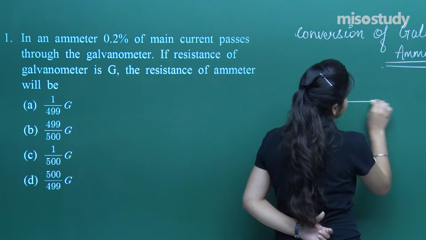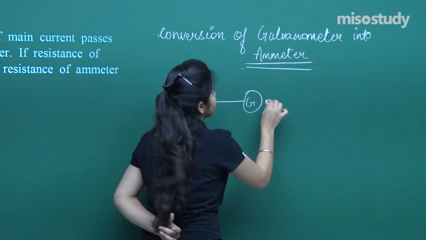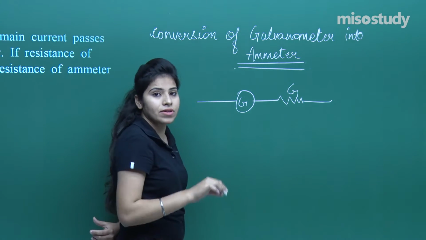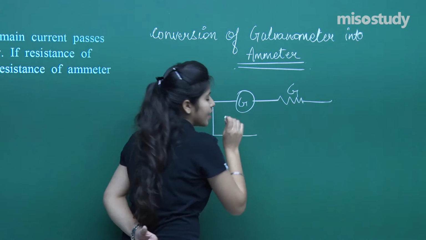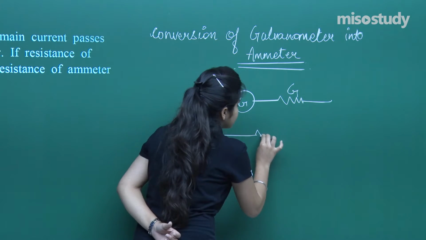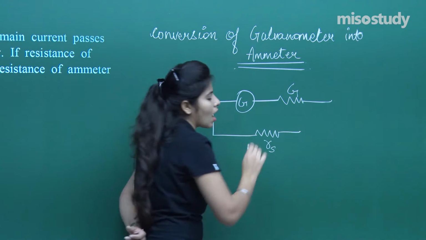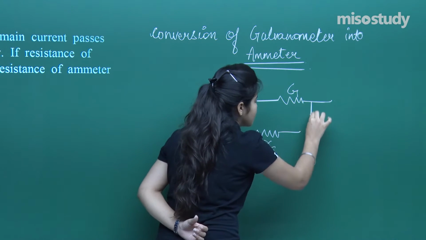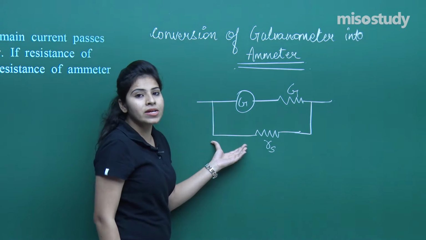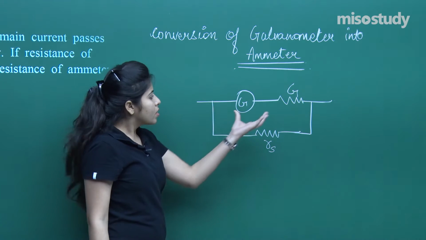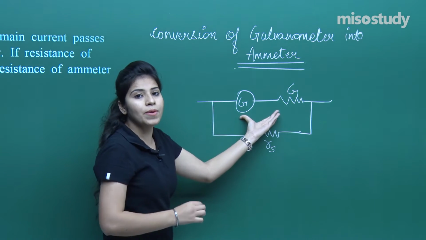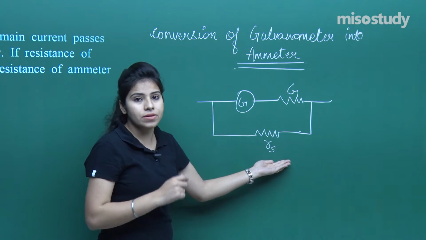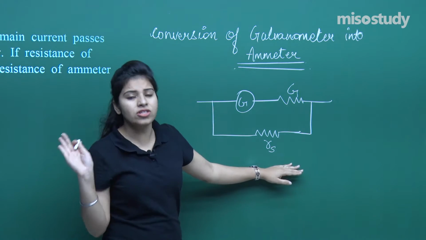Let me show you one thing. Suppose this is my galvanometer, and this is the resistance of the galvanometer, say capital G, as given in the question. If we apply a small shunt resistance, let us call it RS, we have to connect it in parallel with the galvanometer, and now it works as an ammeter. Earlier it was a galvanometer. When we apply a small shunt resistance in parallel to it, it is converted into an ammeter. Now this is the case of the question that has been given.